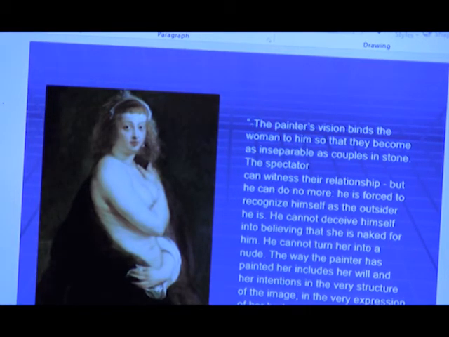The painter's vision binds the woman to him so that they become as inseparable as couples in stone. The spectator can witness their relationship, but he can do no more. He is forced to recognize himself as the outsider he is. He cannot deceive himself into believing that she is naked for him.